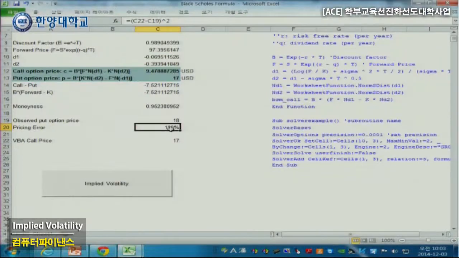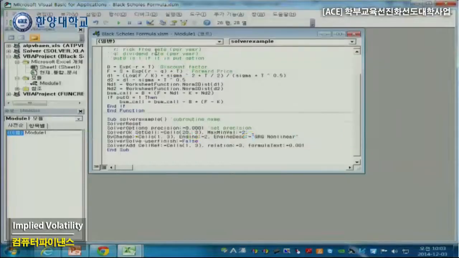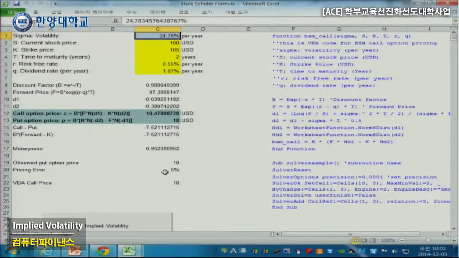And I want to change the implied volatility, which is C1, and the engine is GRG nonlinear because it's nonlinear optimization. And then I want to add a constraint such that it is greater than 0.001, because implied volatility shouldn't be negative. I can set it to 0, but 0 is usually not good in numerical analysis, so I want to make it a very small number. And I have to run it. Yes, I get a pricing error of 0 and a small implied volatility.